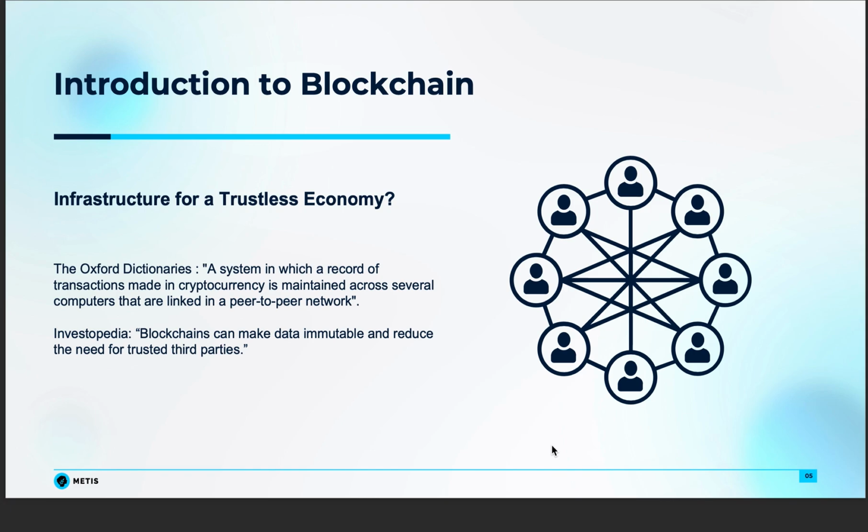So now I'm going to explain what Web3 is for those people that are new to it. So what is blockchain? On the slide, I have two definitions, and I'm just going to read them out. Oxford says blockchain is a system in which a record of transactions made in cryptocurrency is maintained across several computers that are linked in a peer-to-peer network. Investopedia says blockchain can make data immutable and reduce the need for trusted third parties.